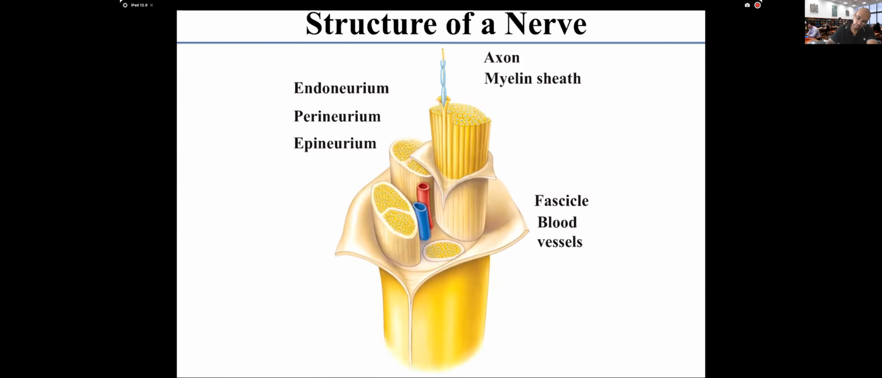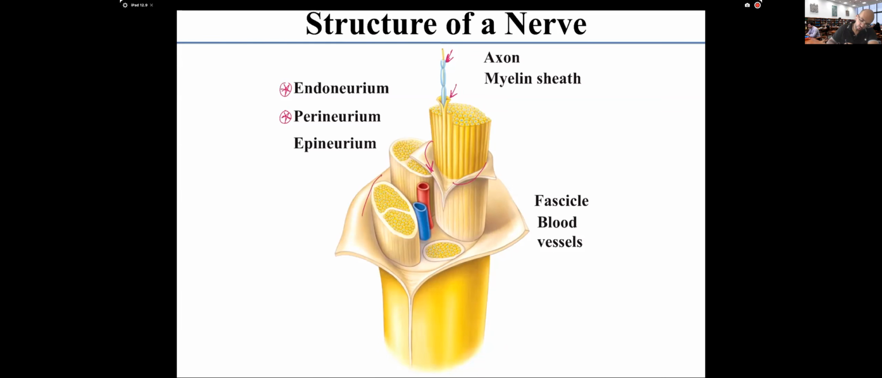So if you see here an axon, each axon is going to be surrounded by a layer of connective tissue. We call this layer of connective tissue the endoneurium. The same concept as what we've seen in the muscle. If you remember, around each muscle fiber, we've seen the endomysium. Here, we've got the endoneurium. It's surrounding the axons. Surrounding the bundle of axons, we call this the perineurium. Surrounding the bundle, it's perineurium.